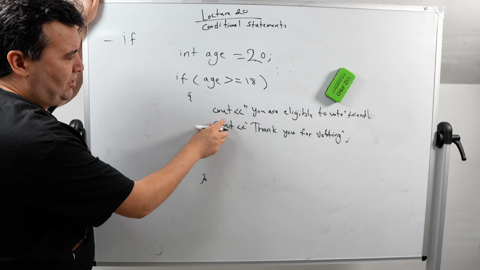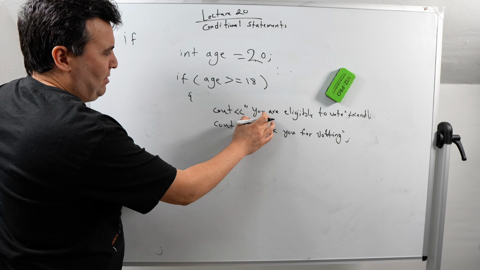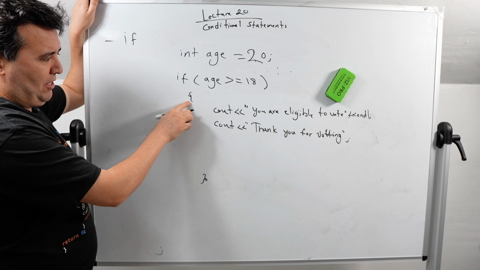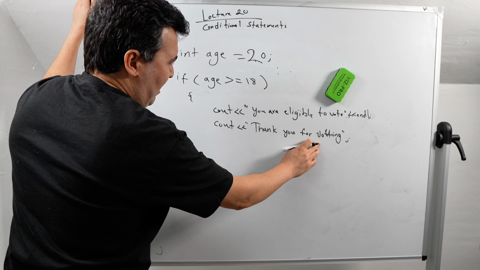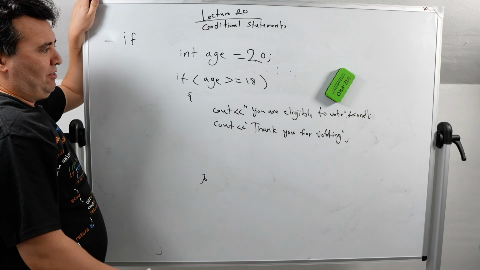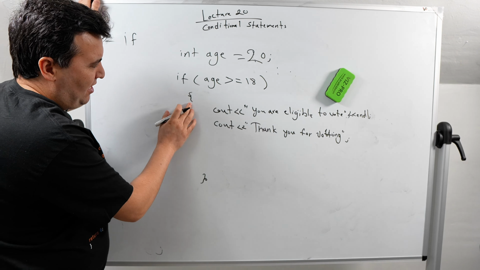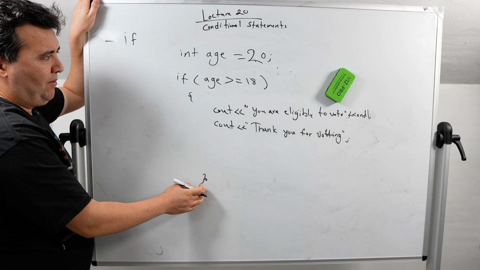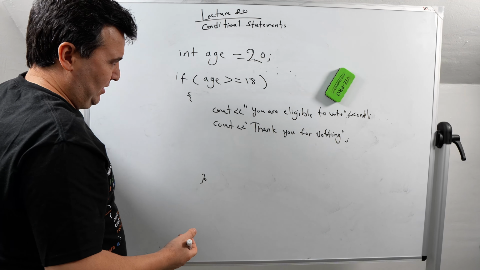So we have two statements here, we don't have one statement. If we have one statement to be executed when the condition is true, we don't need to put the curly braces. If we have multiple statements, like in this case where we have two, and the condition is true, these statements will be executed. So in that case, we need to put our statements inside the curly braces. So this is an example of using if statements.